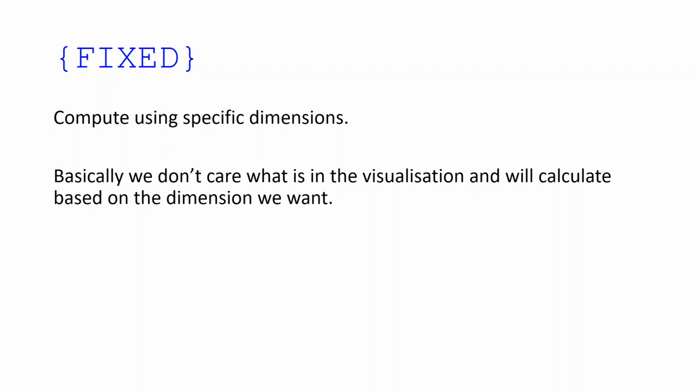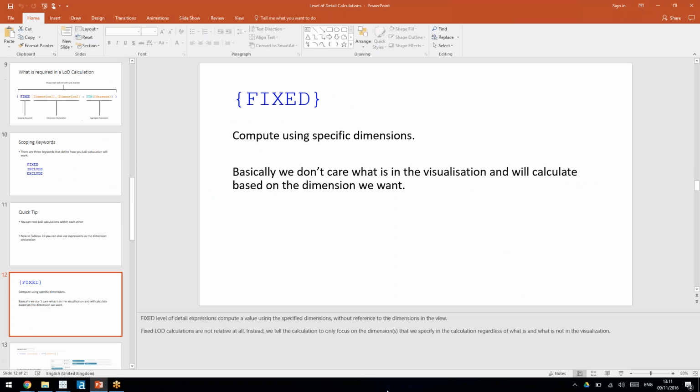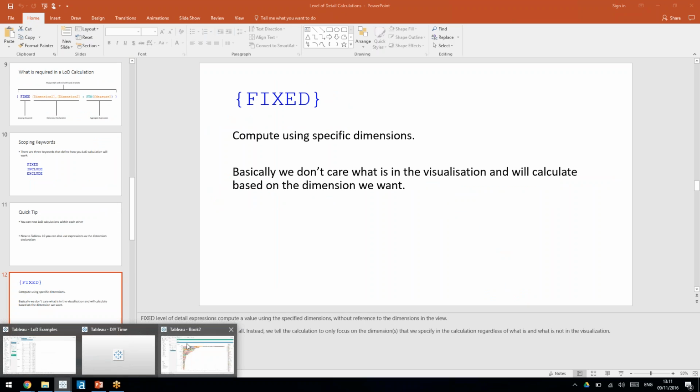So yeah, the first one we're going to look at is fixed. Basically when we're doing a fixed LOD calculation, we're computing using specific dimensions. So no matter what is in the visualization, we will calculate our aggregates based on what's in the fixed LOD calculation and not what is in the visualization. So if we do a quick demonstration of that.